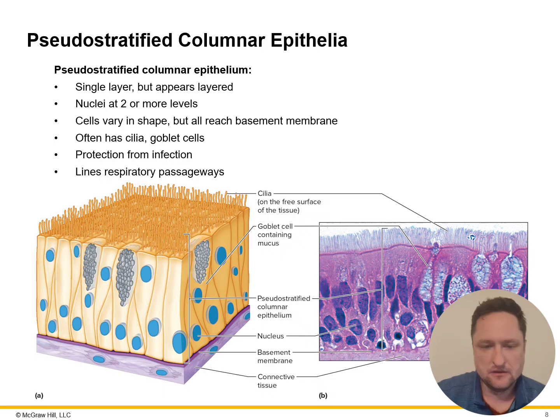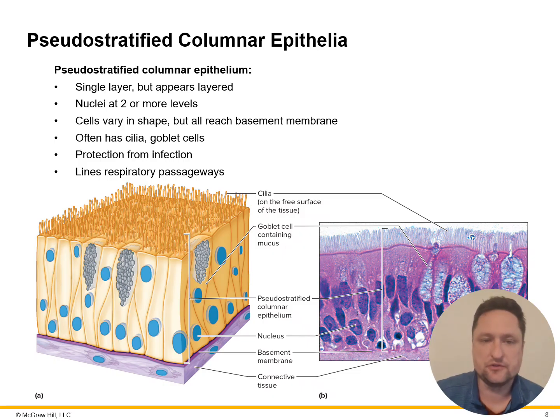Okay, so here is pseudostratified columnar epithelium. So you can see here, it is one layer, but because the nucleus is all over the place, it looks a little crazy, especially under the microscope. It kind of looks like it's multiple layers because of that nucleus. Okay, these also often contain cilia and goblet cells, making it highly effective in protecting against infection.